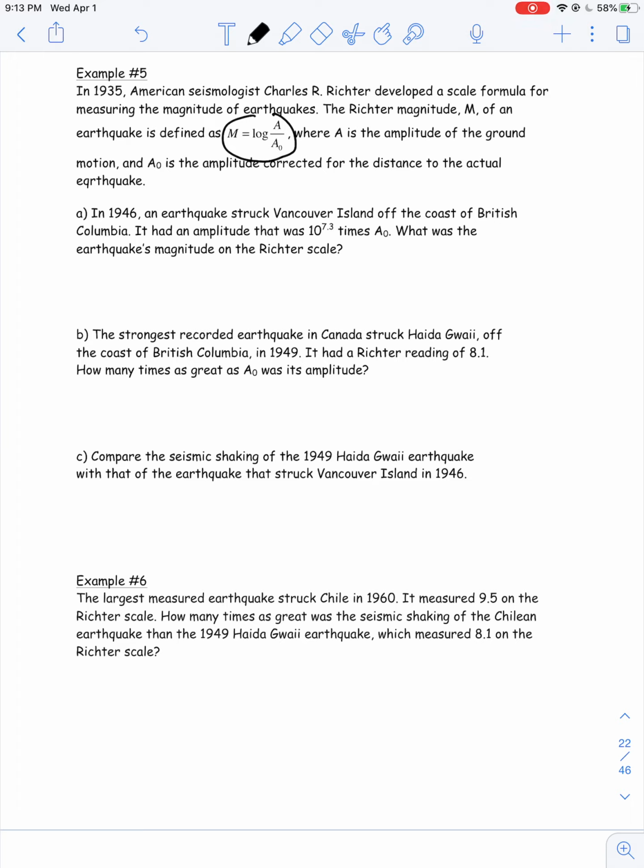Okay, so what we're trying to do is we're just trying to replace, it's just saying it's this many times greater than that. So we're just trying to put it into the equation and see what we get. So we want to look at what it is on the actual Richter scale. So what's the magnitude? Pretty much is what we're saying.